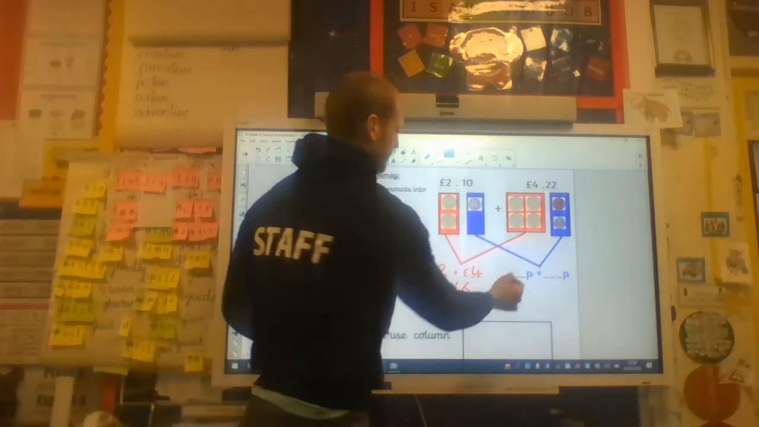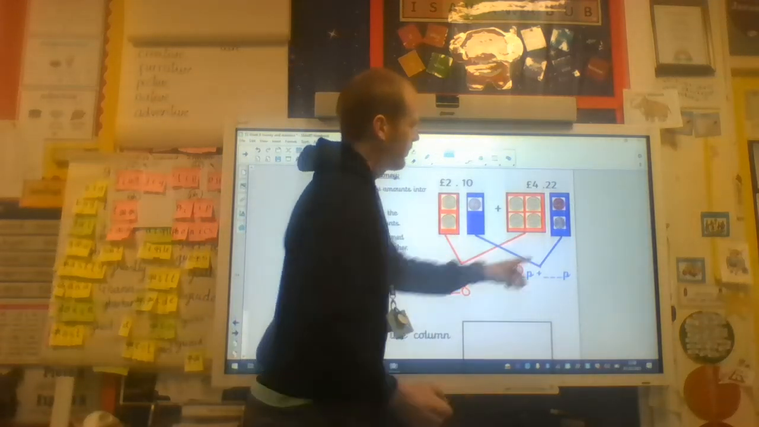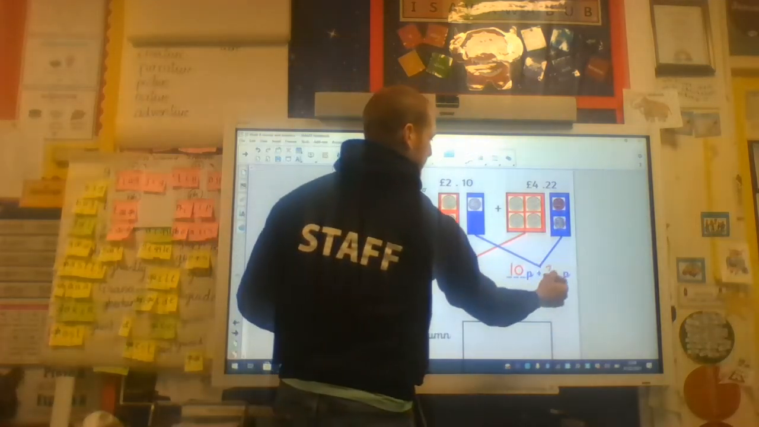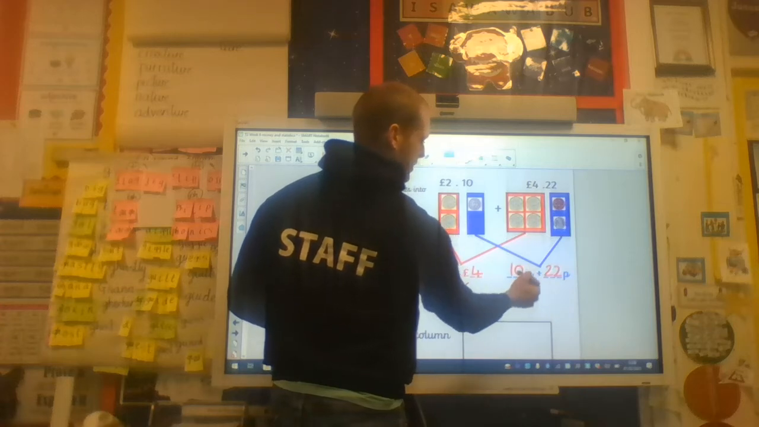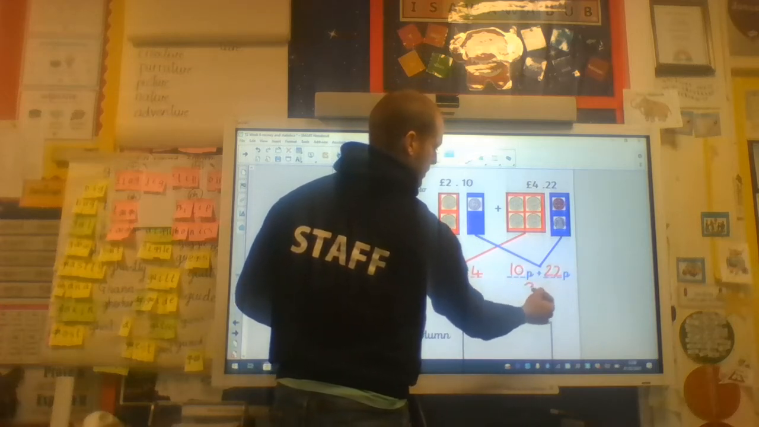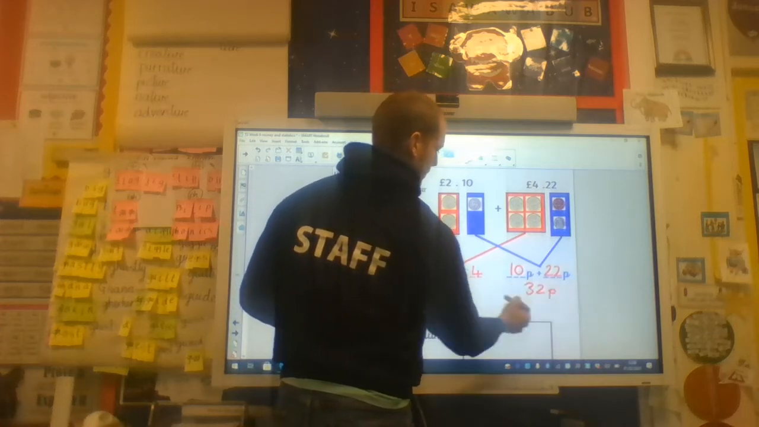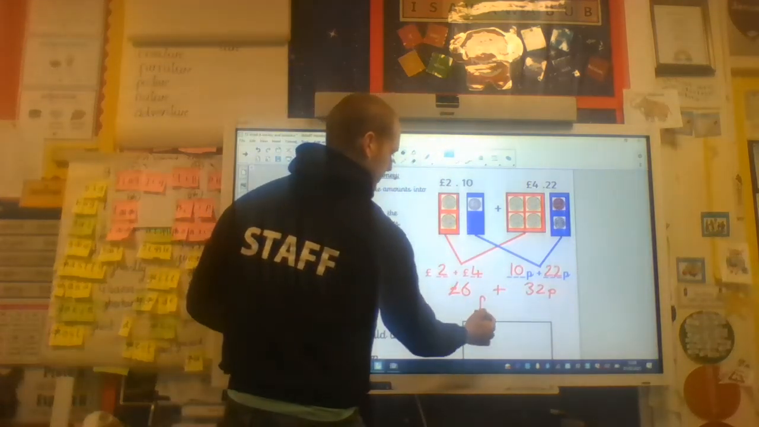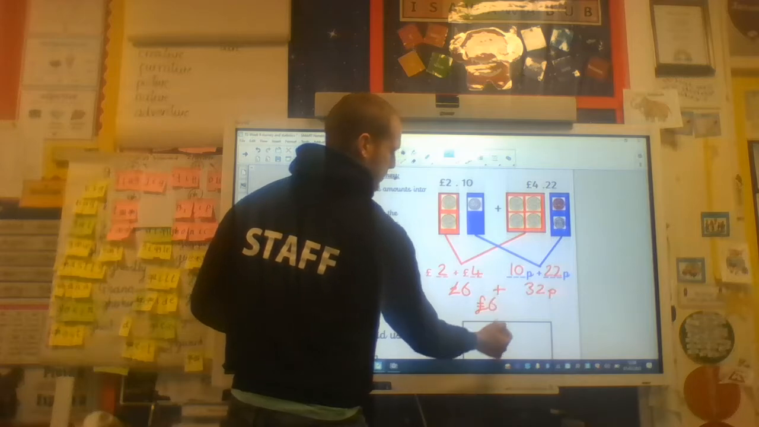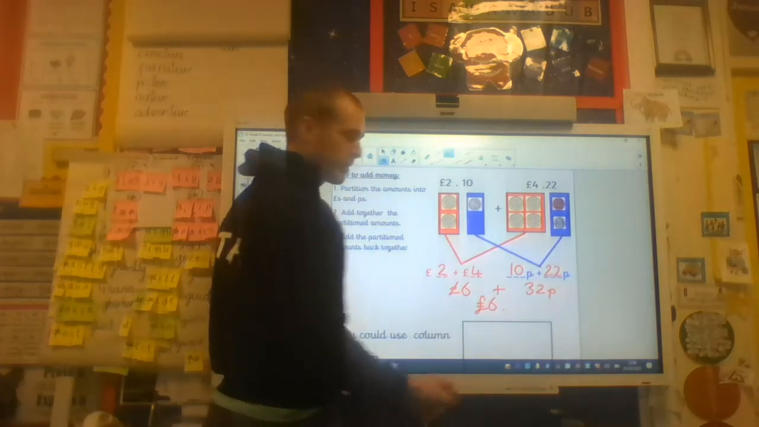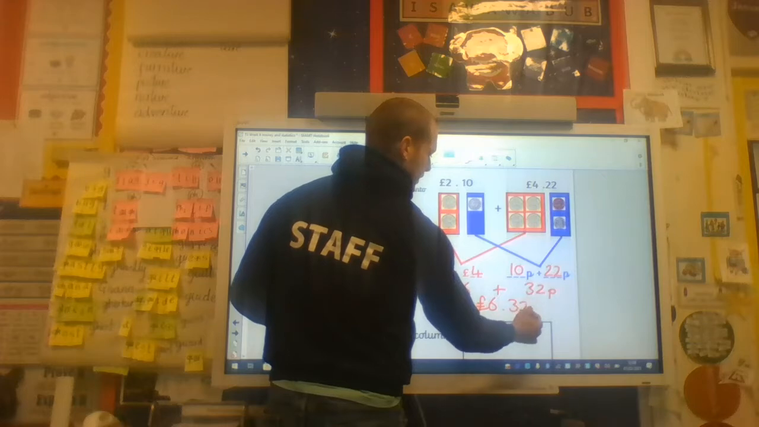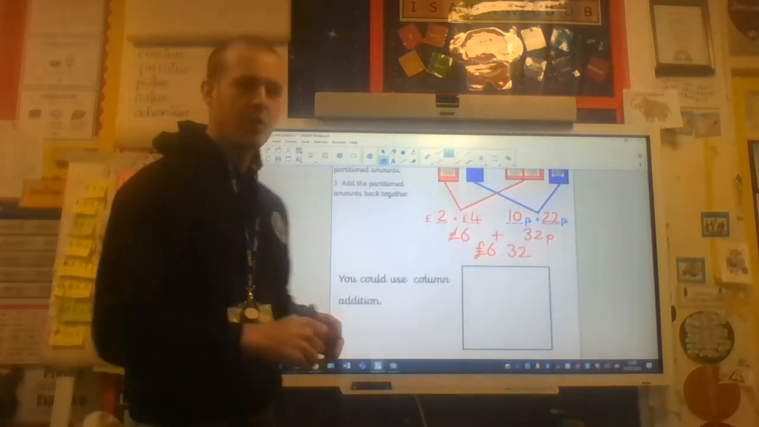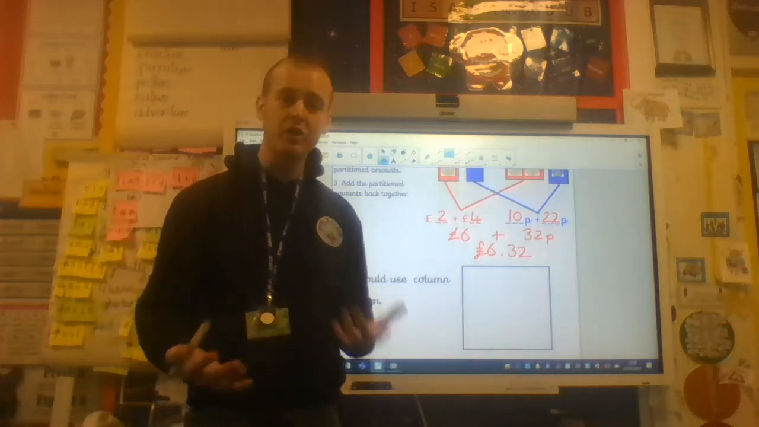Now I move on to my pence. 10 pence, add 20 pence and a 2 pence is 22. 10 add 22 equals 32 pence. And if we add those two up, we get this amount here. £6, decimal point, 32. If I want to do this a different way, I can use column addition.